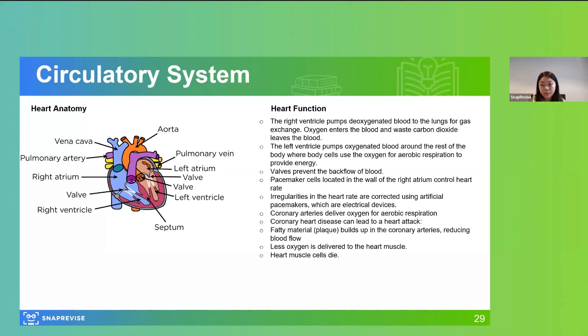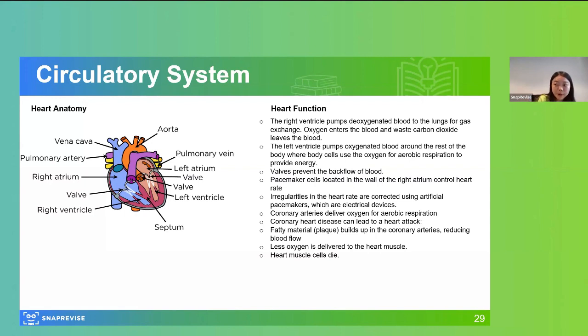Sometimes there might be dysfunction in the pacemaker cells. Something's wrong with the pacemaker cells. This causes irregularities in your heart rate, so it's not pumping at a regular time. This is corrected using what we would call an artificial pacemaker. They're electrical devices, and these artificial pacemakers help regulate the heartbeat to a normal heart rate. So that's why you need to know about the pacemaker cells. If pacemaker cells go wrong, there are irregularities in the heart rate. Artificial pacemakers help make it go back to normal.